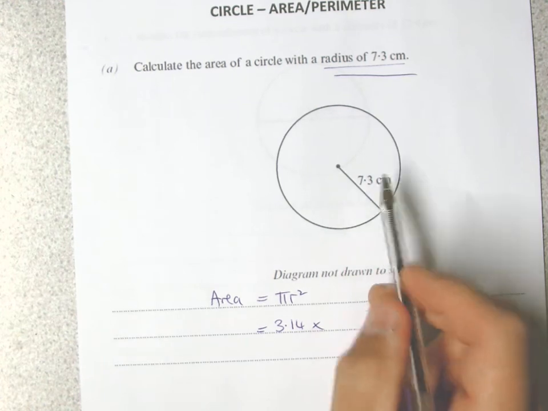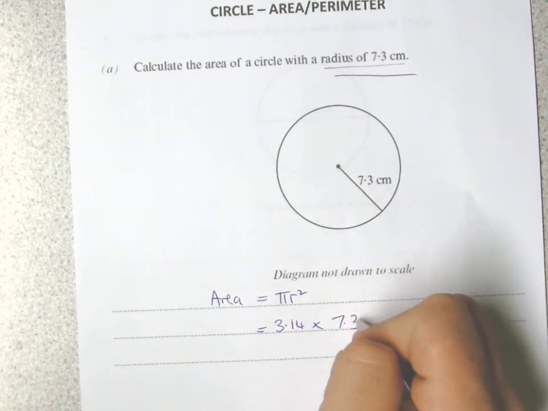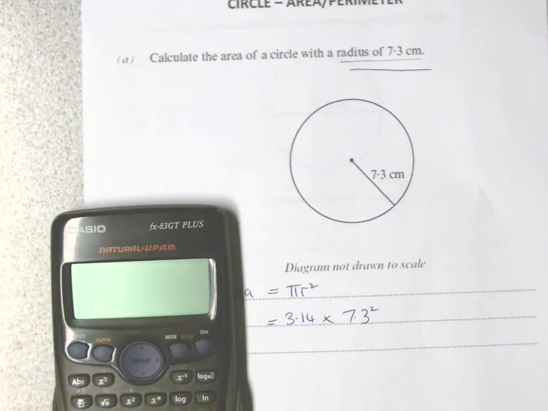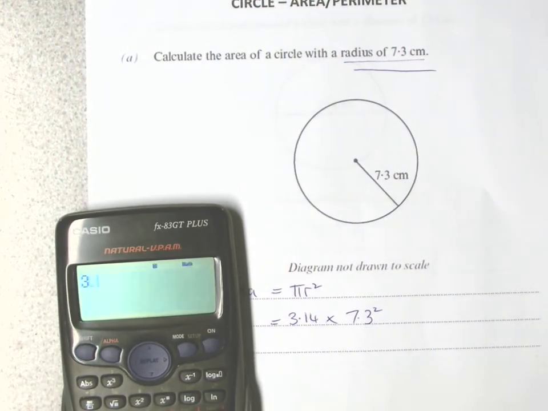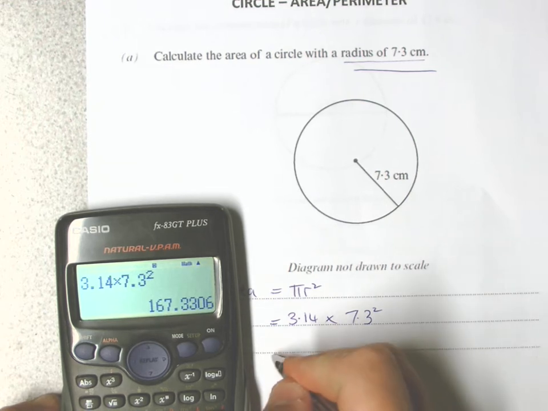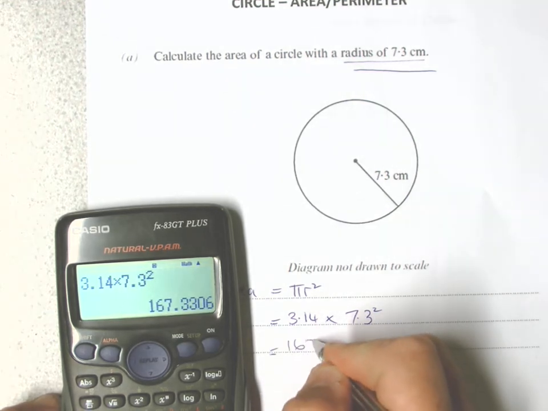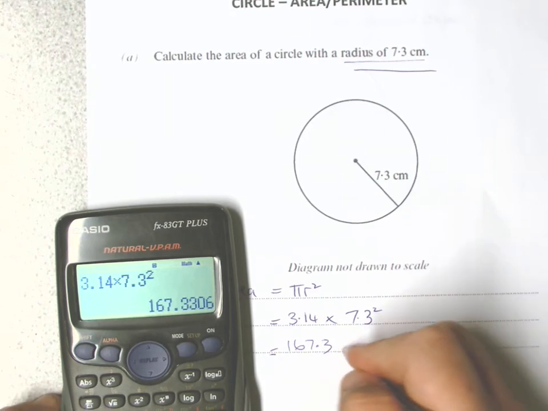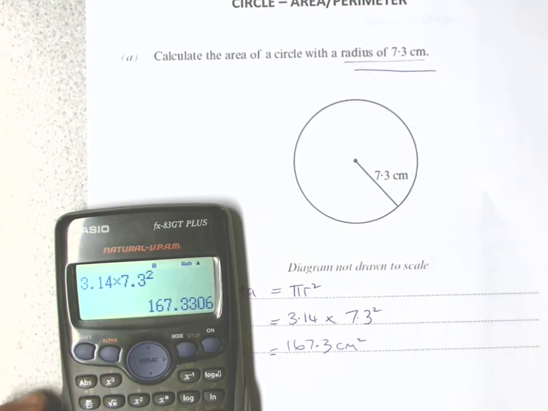Now the radius is 7.3. So we have on our calculator 3.14 times 7.3 squared. And there's our answer there. So our answer will become 167.3 centimeters, squared of course, because it's area.